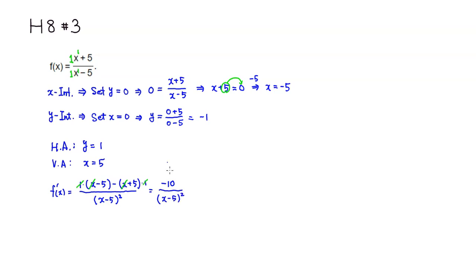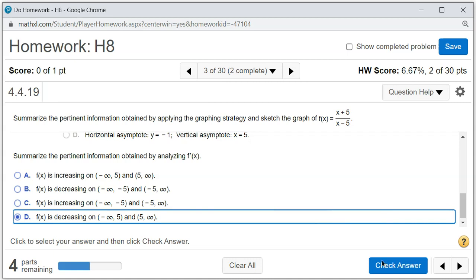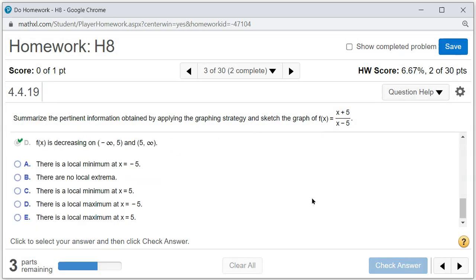Right, so you can see that this quantity is always negative, which means that the original function is always decreasing, except for x equals 5, so you have to eliminate that. But let's find the answer. It's decreasing on negative infinity to 5 and 5 to infinity. So D is the right answer. We got that. Right, what's next?